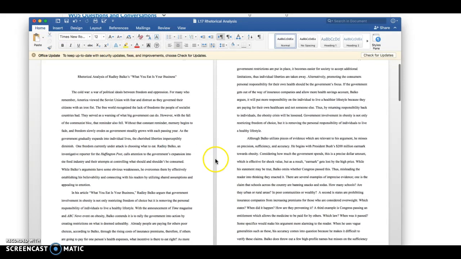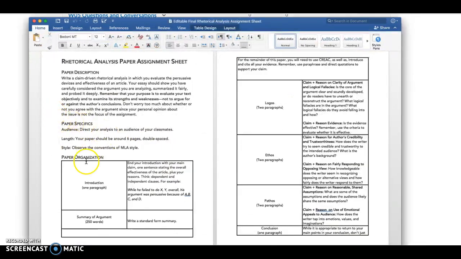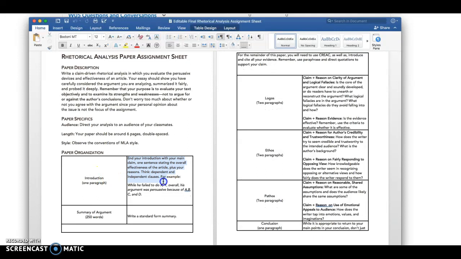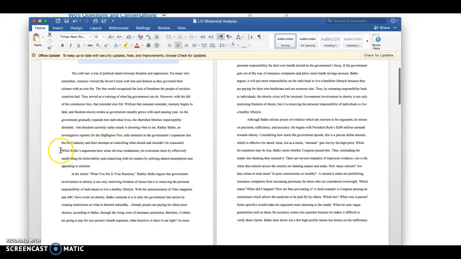Right here. This is a student from last semester, and he is analyzing Balco's "What You Eat Is Your Business." If we look back at the organization, he's going to have an introduction and then a claim that evaluates the effectiveness of Balco's article. So he does that here. He says what Balco argues. Radley Balco, an investigative reporter for the Huffington Post, calls attention to the government's expansion into the food industry and their attempts at controlling what should and shouldn't be consumed. So that's Balco's main claim.